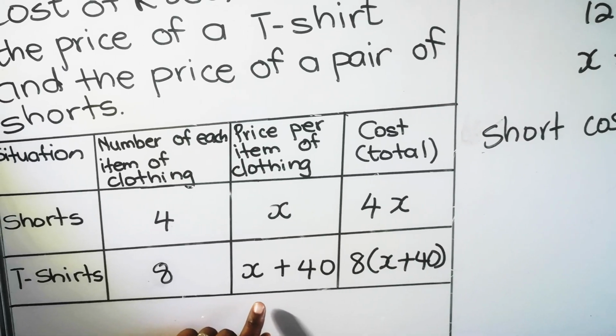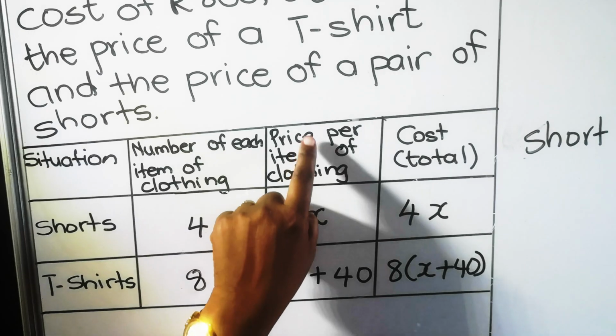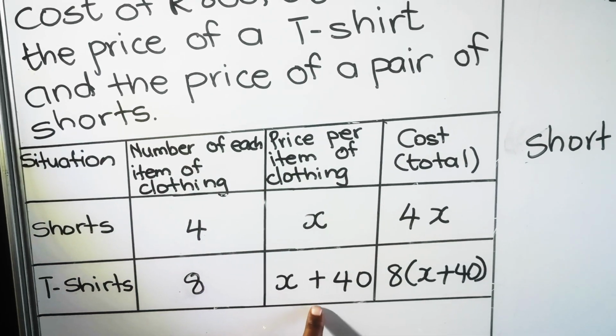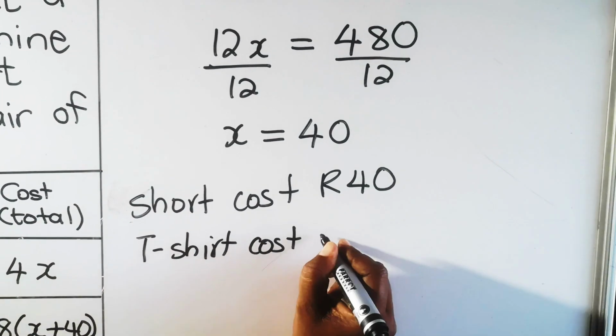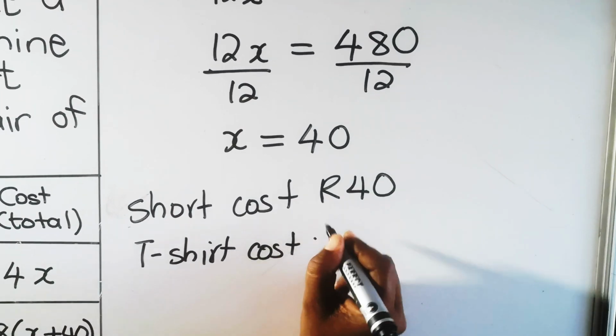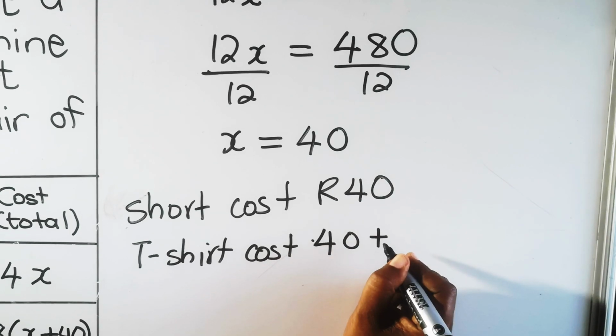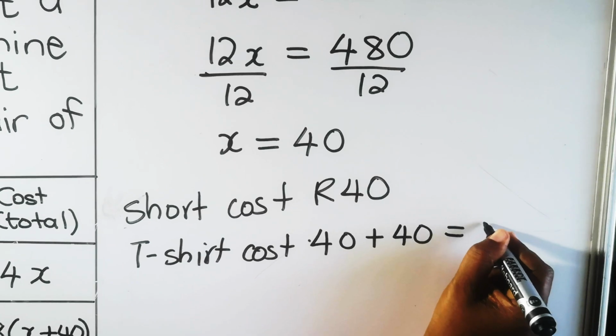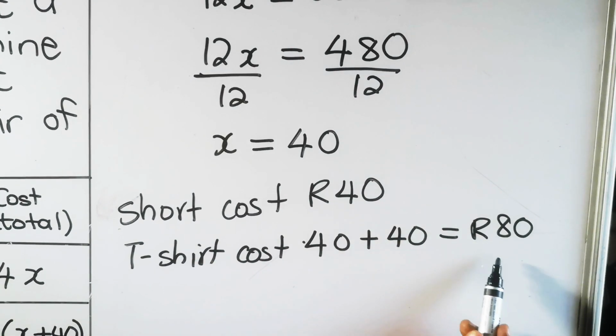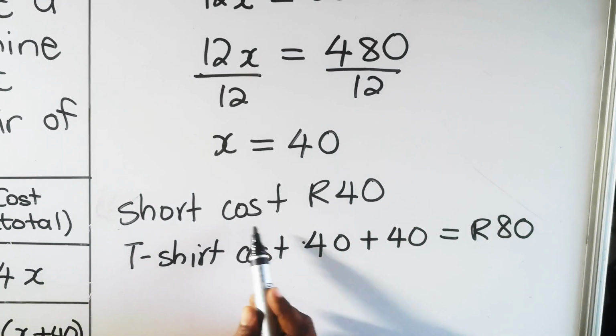And then how much does a t-shirt cost? This is the price of the t-shirt. So the t-shirt is x plus 40. So a t-shirt costs x plus 40. My x is 40 plus 40 because it was x plus 40. The other 40 is from the formula. So it's equal to 80 rand. So the t-shirt costs 80 rand and the shorts cost 40 rand.